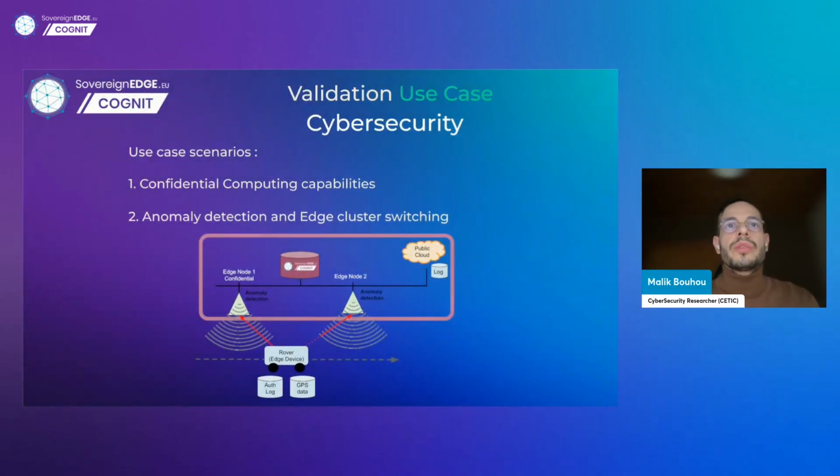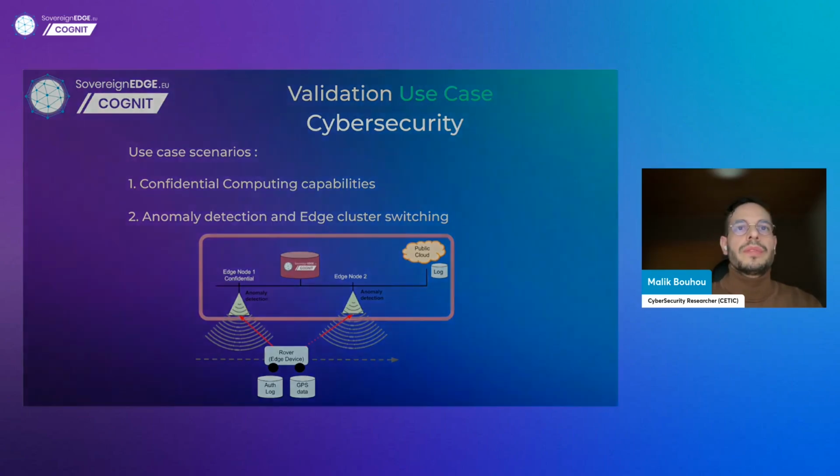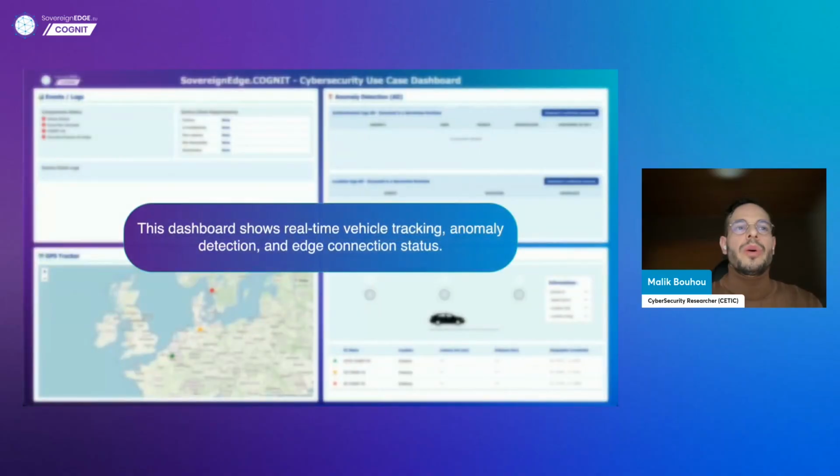So in this cybersecurity validation use case, you will see two different scenarios. The first one is the confidential computing capabilities of the framework, and the second is the anomaly detection and edge cluster switching. Let me introduce first the dashboard. The dashboard shows real-time vehicle tracking, anomaly detection, and edge connection status.